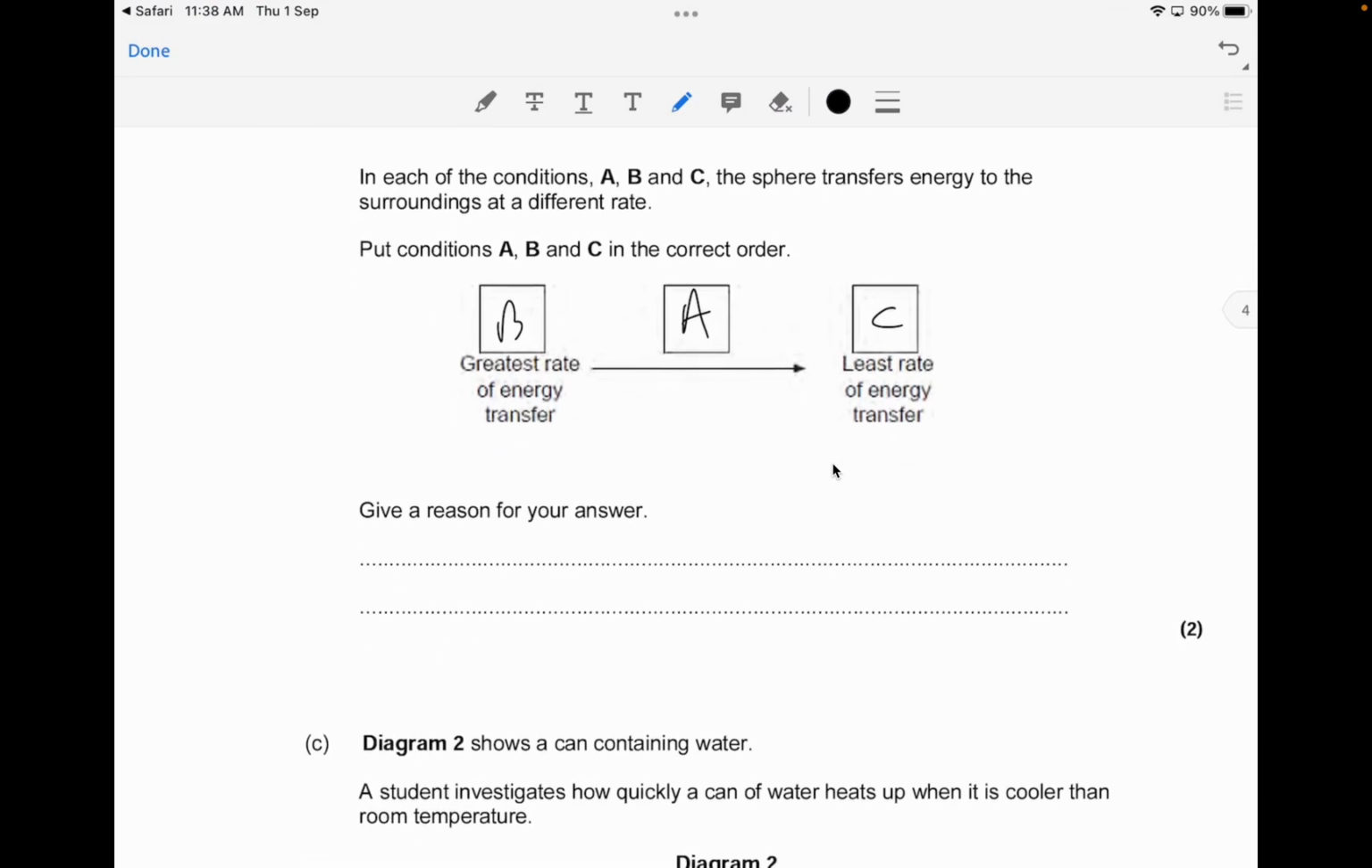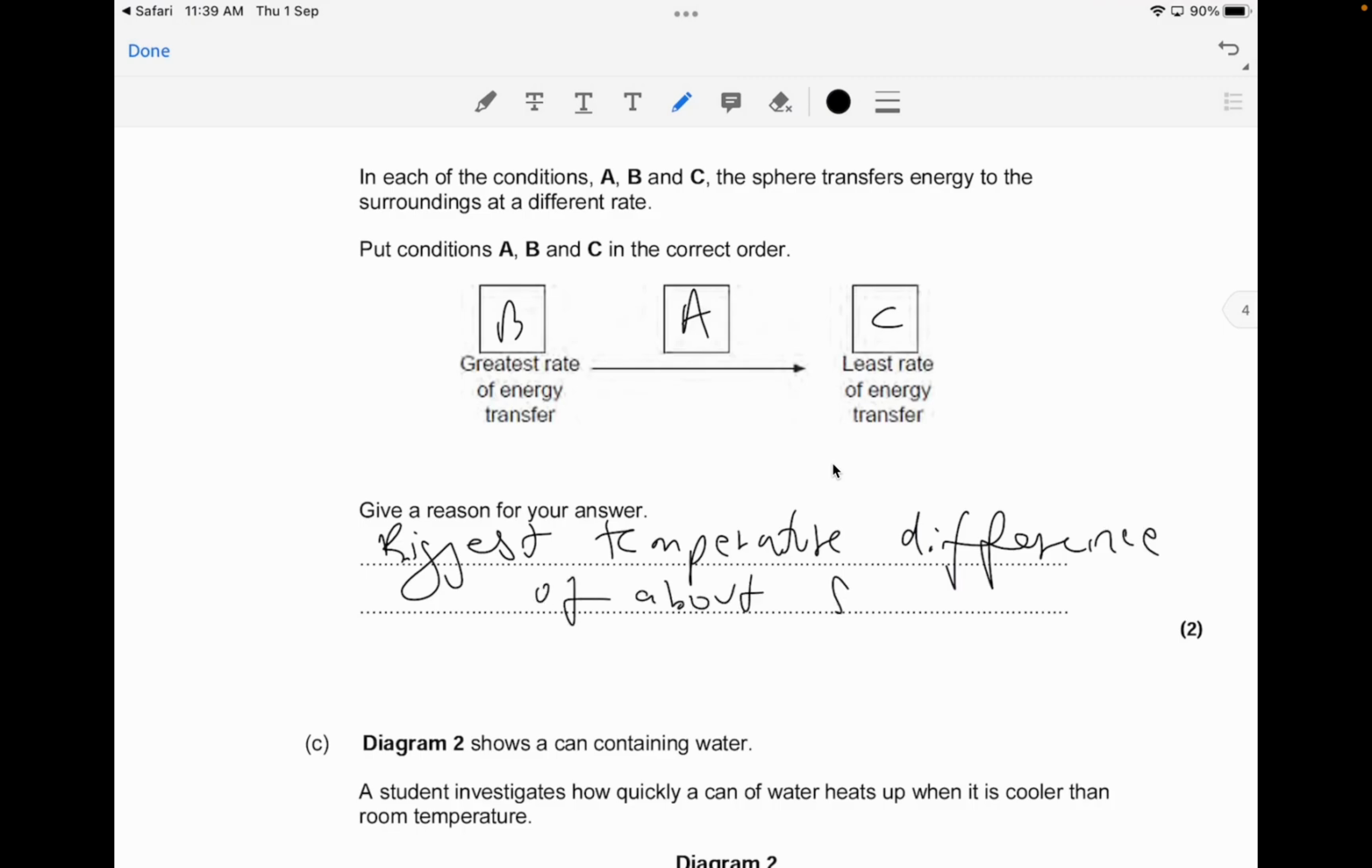Now give a reason for your answer. Now the reason is because there's the biggest temperature difference. It's going to be a biggest temperature difference of about 80 degrees. You're going to mention that, about 80 degrees Celsius, for about 2 marks. All right, let's move on.